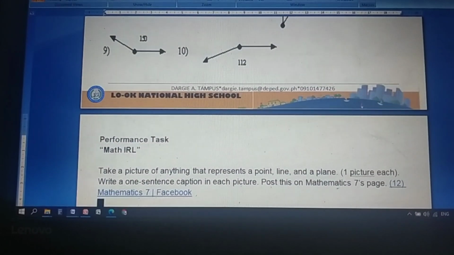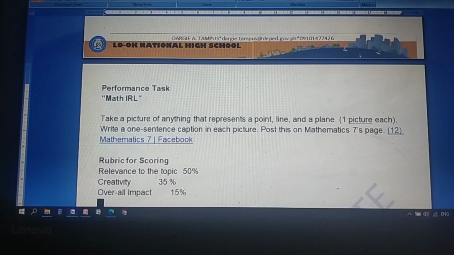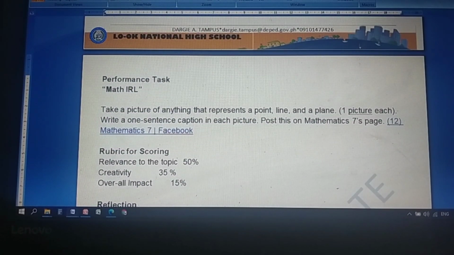Next, for your performance task, Math IRL, math and real life. You're going to roam around inside your house. Take a picture of anything that represents a point, a line, and a plane. One picture each. And then, I want you to write a one-sentence caption on each picture.